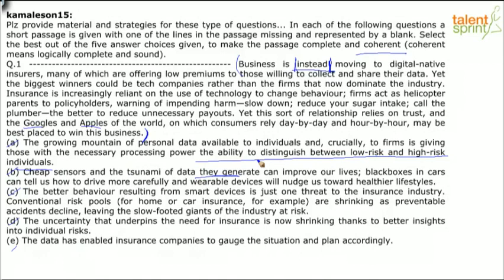C: the better behavior resulting from smart devices is just one threat to the insurance industry. Conventional risk pools, which is for home or car insurance for example, are shrinking as preventable accidents decline, leaving the slow-footed giants of the industry at risk. So who are the slow-footed giants they are referring to? The insurance business. Right? So if something is at risk, some change needs to happen for it to proceed. So for me, this looks like the topic sentence, right?